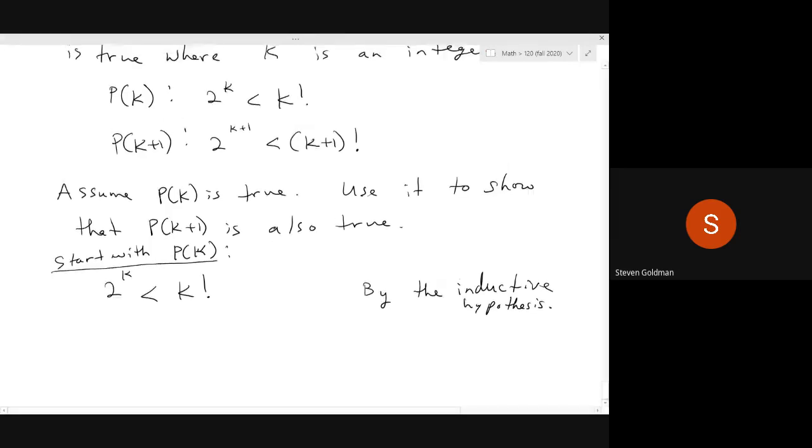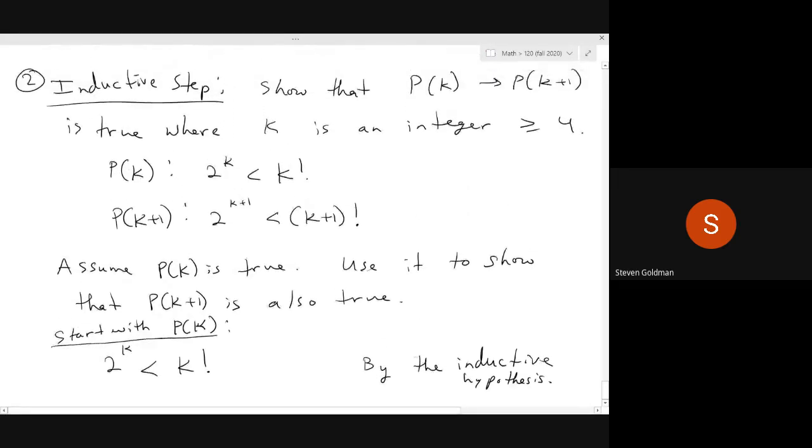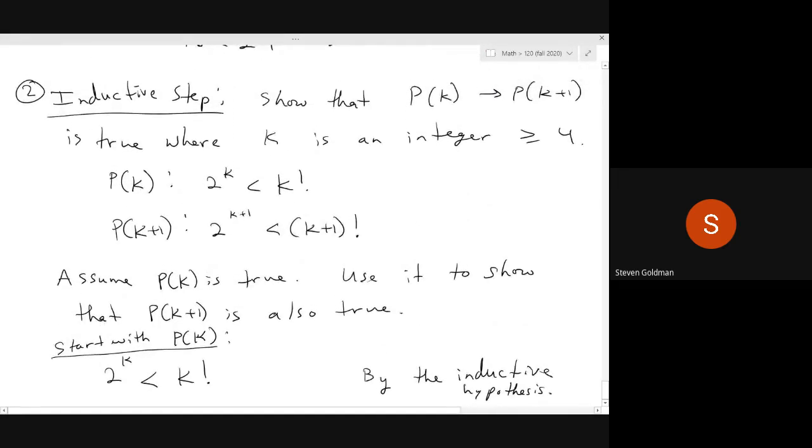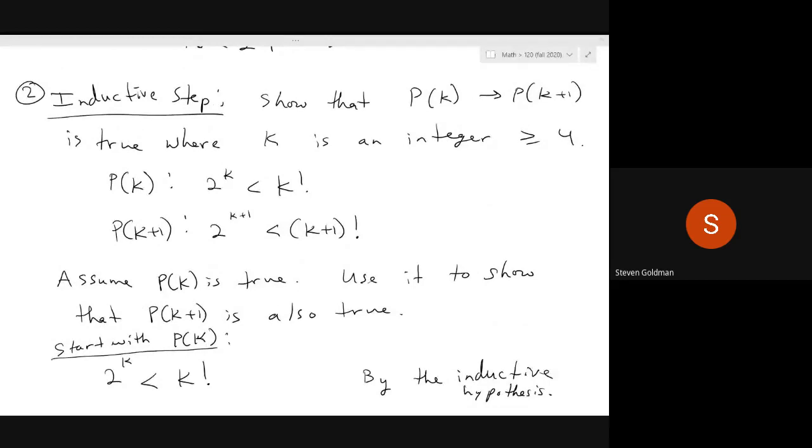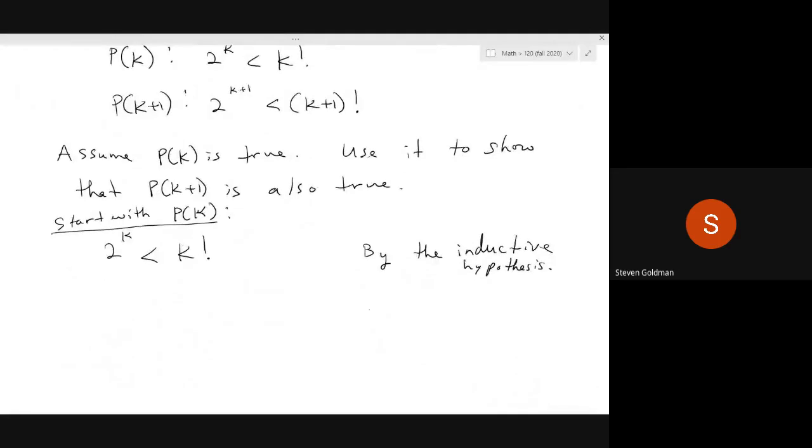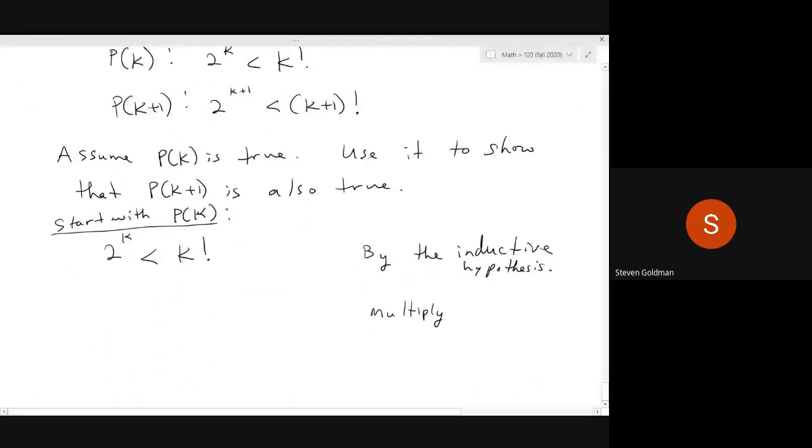Looking back at P of k and P of k plus 1, looking at the left-hand sides, how do I go from 2 to the power of k to 2 to the power of k plus 1? What do I have to do mathematically to 2 to the k to get 2 to the k plus 1? Yeah, you have to multiply it by 2. So I'm going to multiply both sides by 2.